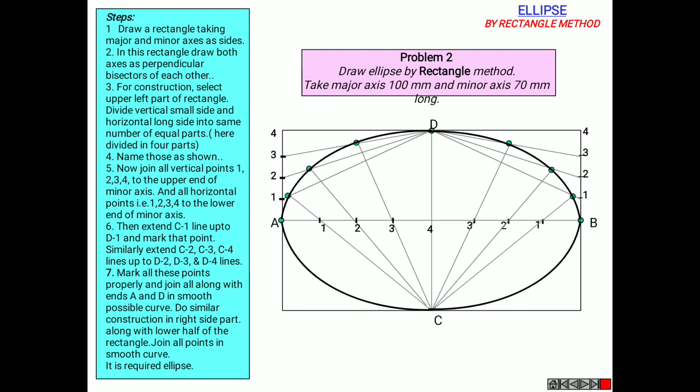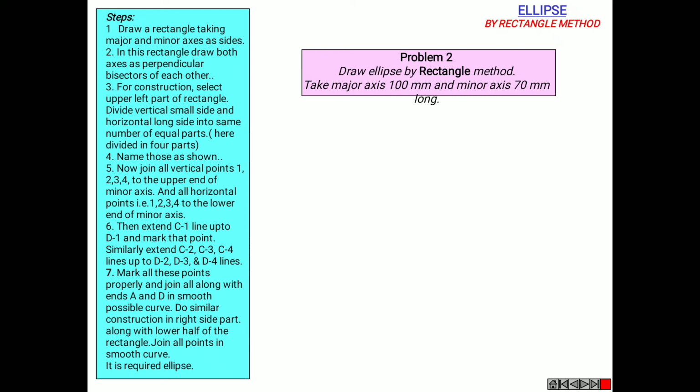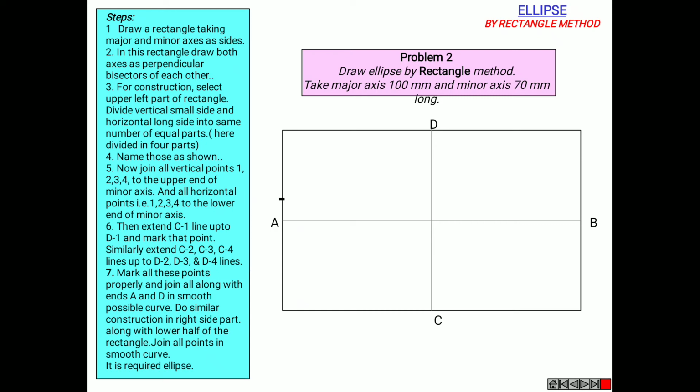Is it okay? So shall we see it again? See clearly, AB major axis, CD minor axis, a rectangle, divide the left top rectangle part of vertical line and horizontal line into 4 equal parts, name them, then join from D to 1, D to 2, D to 3, D to 4 already is existing, then from C1 extend to D1, C2, C3, C4 extend.